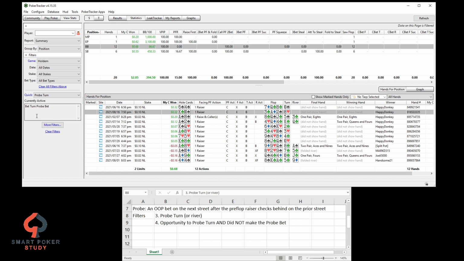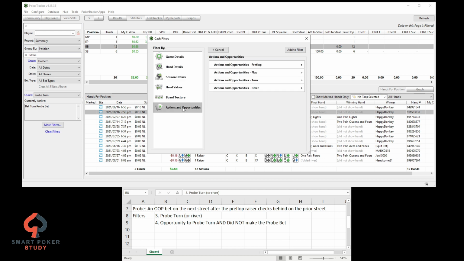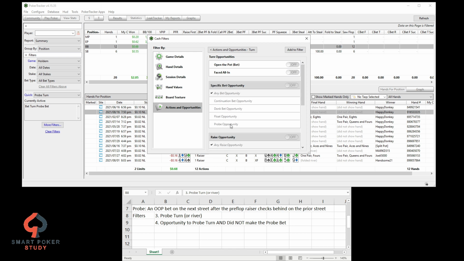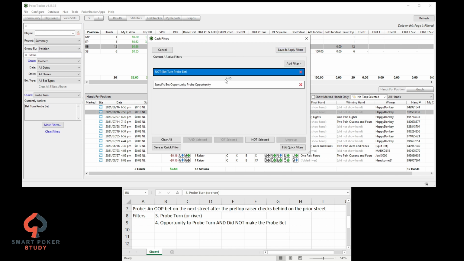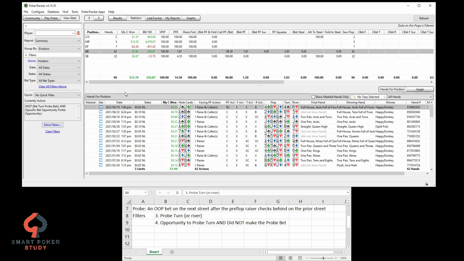Now, the other hands that I like to look at, of course, just like when floating, I like to look at the opportunities to probe, but we did not. So more filters. Select not right here. Add to the filter, actions and opportunities on the turn. We had the opportunity to probe bet, but we failed to probe. Let's review these. 96 hands.